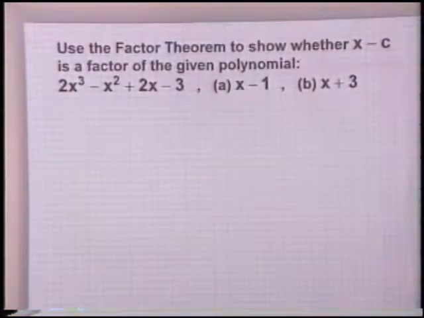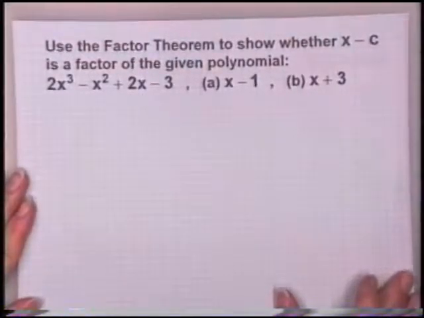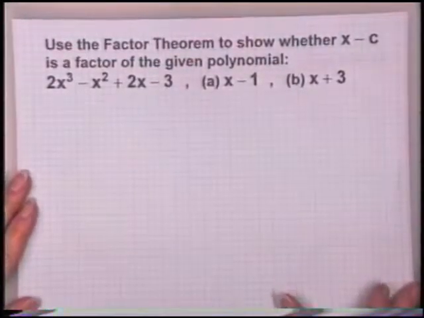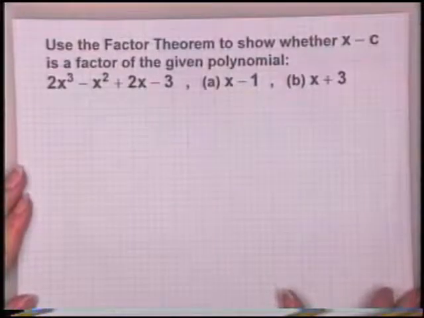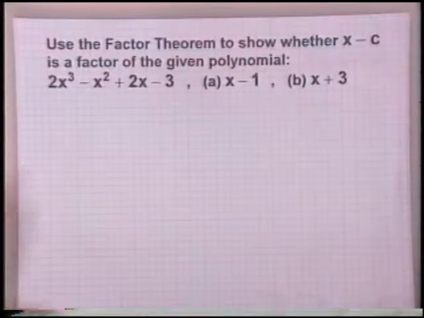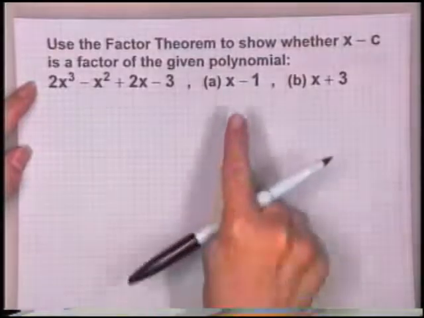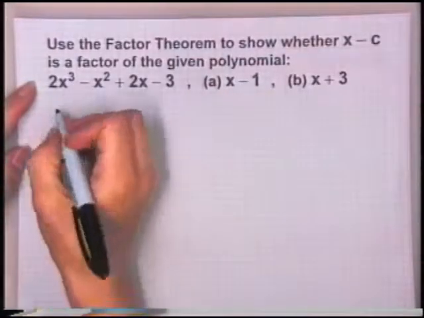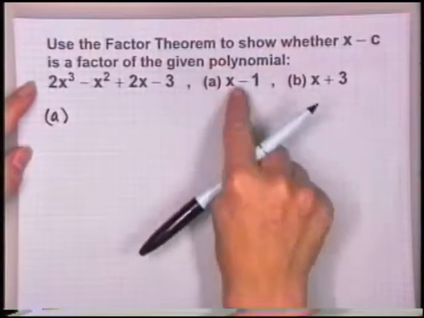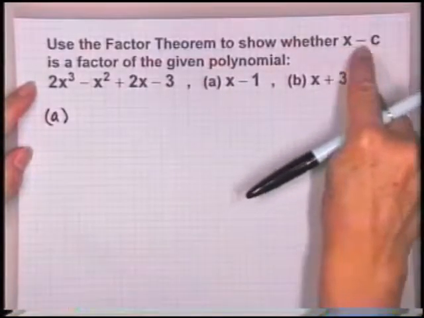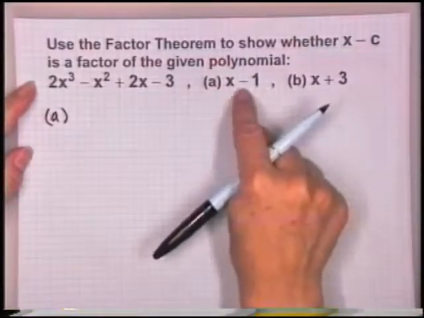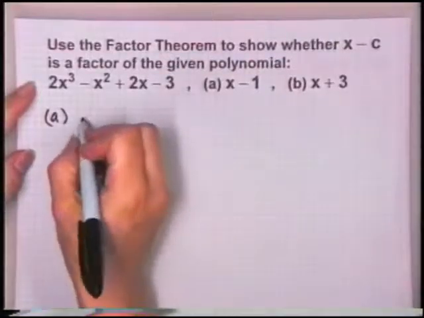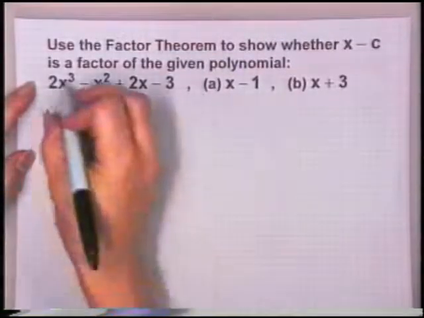Now in this next problem, we're asked to use the factor theorem. Use the factor theorem to show whether x minus c is a factor of the given polynomial. Now remember, if something is a factor, it divides evenly and the remainder is 0. So that's what we want to think about. Now here's my polynomial. My first part, part A, I have x minus 1. Now think about x minus c. What's my c on x minus 1? It's a 1, isn't it? So let's put a 1.